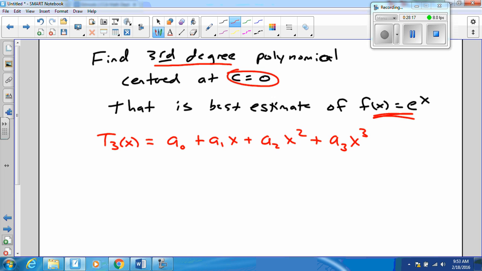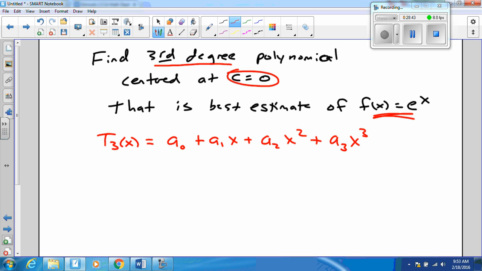Notice that I put its center at 0 because I have x minus 0, powers of x minus 0 there. I have a third degree polynomial, and I have undetermined coefficients a0, a1, a2, a3. My only job is to find the right a0, a1, a2, a3 so that I have a Taylor or best estimate polynomial. And I can do that using the best estimate condition.